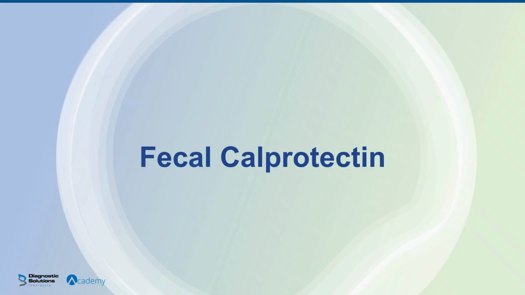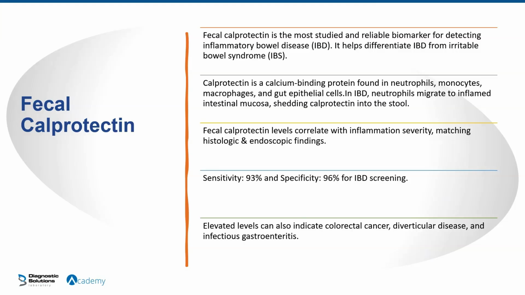One of our most useful markers with these patients is a fecal calprotectin. Fecal calprotectin is an abundantly studied and very reliable marker for detecting inflammatory aspects of inflammatory bowel disease, and it can help you differentiate IBD from IBS.